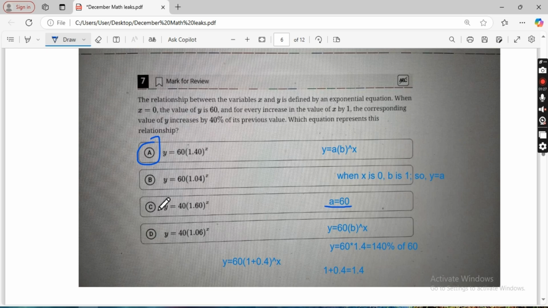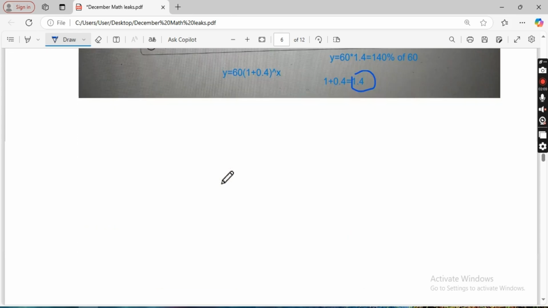So we can cross out C and D options, and to choose between B and A, we should be careful that 40% more than the previous value will be something like 1 plus 0.4 to the power of x. So in that case, we should write 60 multiplied by 1.4 to the power of x, which is something like this, and A is the correct option here. B would give 4% of the previous value more, so B is wrong too.